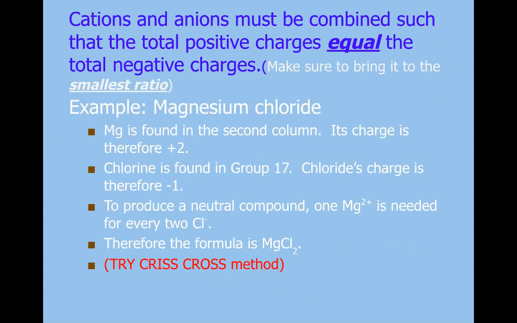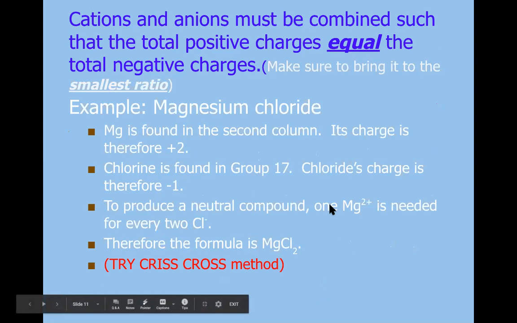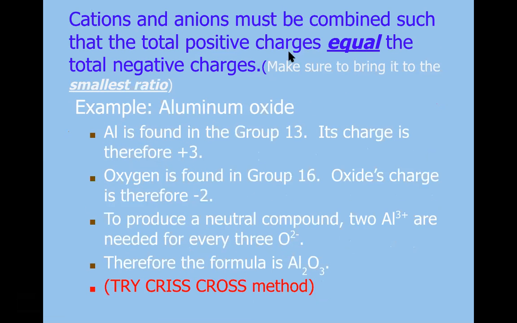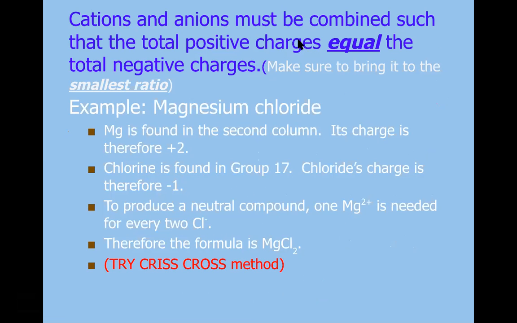Okay, second example is magnesium chloride. So magnesium is in group 2. You know that, with atomic number 12. Oh, I went to the next one. So magnesium, let me write the magnesium symbol first because I'm trying to write the formula. The magnesium symbol is Mg and the charge is 2 plus.